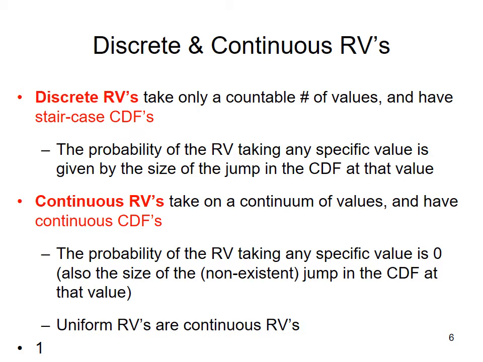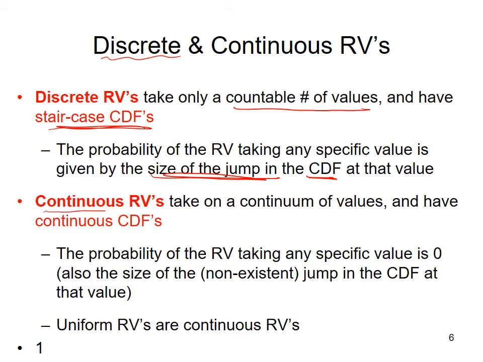Okay, so let's make some conclusions now about discrete and continuous random variables. So discrete random variables are random variables that take a countable number of values, like 1, 2, 3, and so on, and they always have staircase cumulative distribution functions. And the probability of the random variable taking any specific value is given by the size of the jump in the cumulative distribution function at that point. Okay, now I can't back up to a previous page because I'm recording this, but I'll show you some examples of that when we're physically present next time.